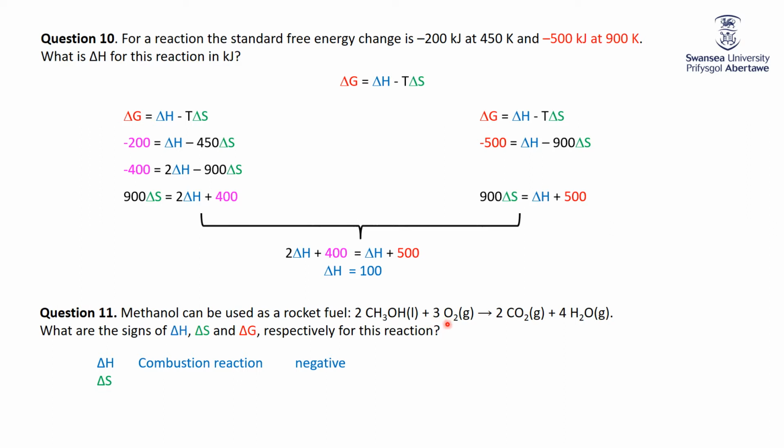We have 3 gas molecules on the left-hand side. We have 2 plus 4 or 6 gas molecules on the right-hand side. Okay, so 3 gas molecules going to 6 gas molecules. That's a nice increase in entropy, so delta S is positive. Now delta G, well, delta G is delta H minus T delta S. If delta S is positive, delta H is negative, then we got a negative minus a positive, which is an even bigger negative. So therefore, all of them are nice.